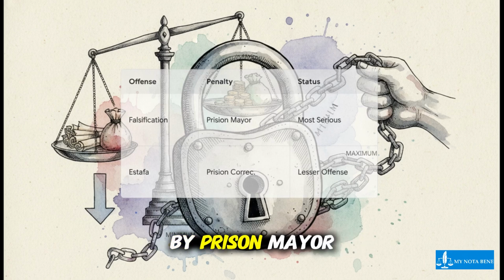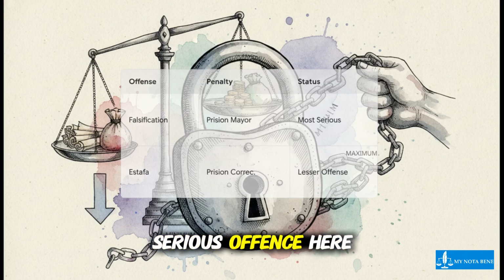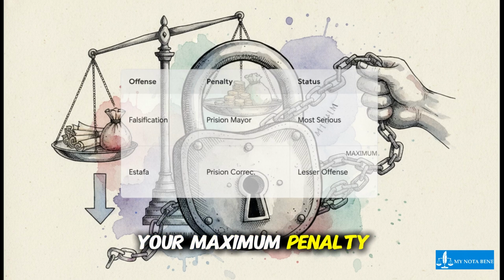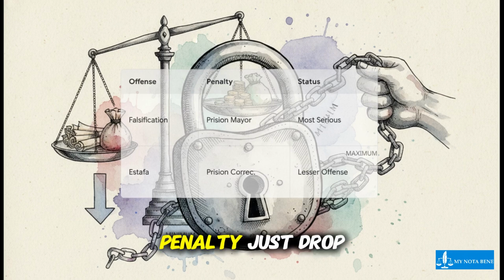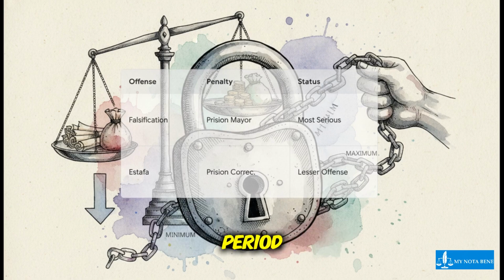Falsification is punished by prisión mayor. Estafa is punished by prisión correccional. Now, falsification is obviously the more serious offense here. So, applying ISLAW in Article 48, your maximum penalty isn't just prisión mayor. It is prisión mayor locked firmly in its maximum period. And the minimum penalty? Just drop 1 degree like usual, down to prisión correccional in any period.